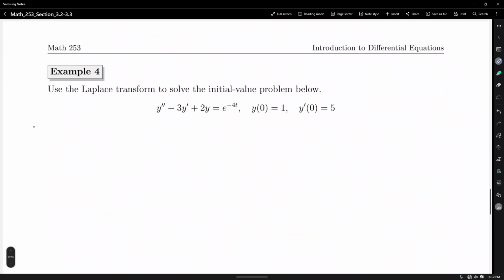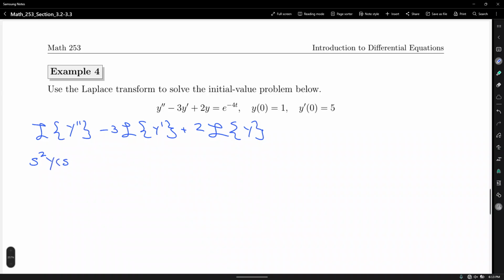All right. Okay, so let's take the transform of y double prime minus 3 times the transform of y prime plus 2 times the transform of y. All of these are functions of t. All right. So what was the transform of the second derivative? We say it is s squared y of s minus s y of 0 minus y prime of 0. So that's just the first term, the Laplace transform of the second derivative.